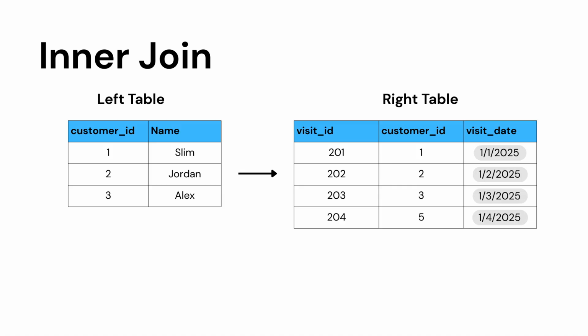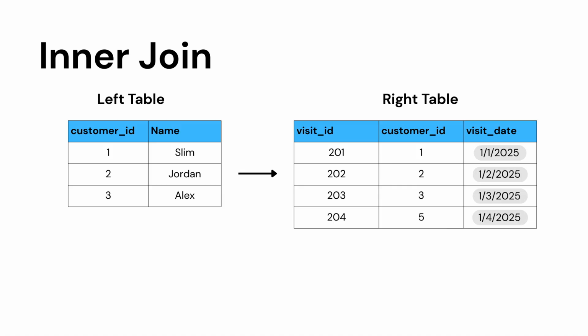In this example, we have two tables for a trap house. We have one table with the customer ID and the name. We have one with the visit ID, customer ID, and the visit date. If we inner join these tables on the customer ID, we can find out who visited the trap house and on what day. And remember, inner, we're looking for matches.